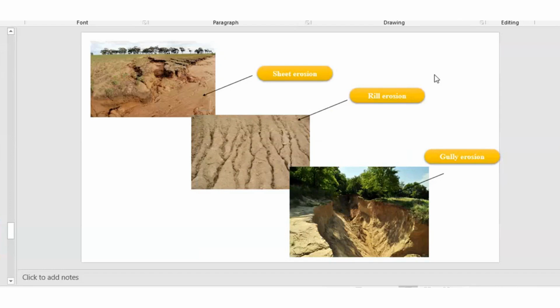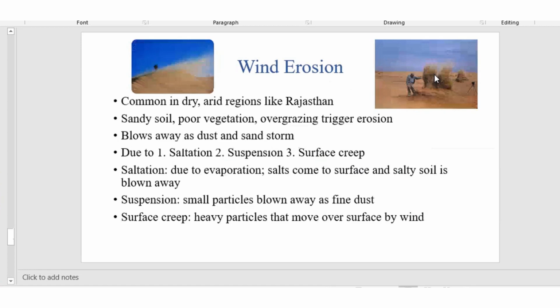Whichever way it may come, it may come down on the surface and lead to removal of soil in the form of a sheet, or it can form finger-like structures, or it can form canals or tunnel-like structures. So this is how water acts like an agent for soil erosion.